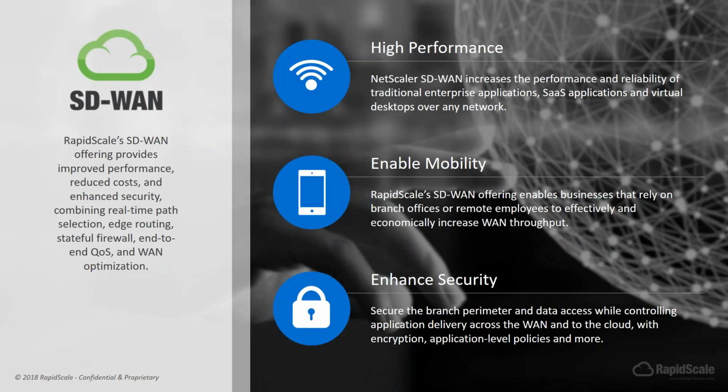So our product, our model, right? We're thinking about it as productized. We deploy it, it's all, as I mentioned, on the Citrix NetScaler appliance. It's managed exclusively by RapidScale. But Dylan, in our marketing collateral, we tout high performance. NetScaler SD-WAN increases performance and reliability of traditional enterprise applications, SaaS applications, and virtual desktops over any network. I'm thinking at the application layer, layer 7. Why is that important?